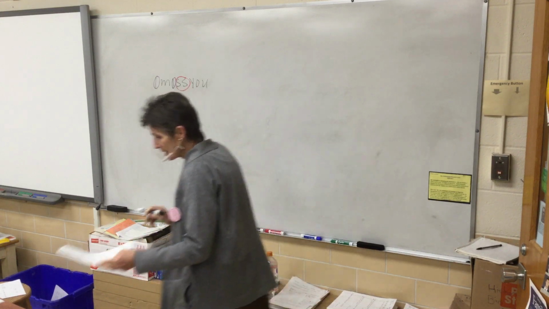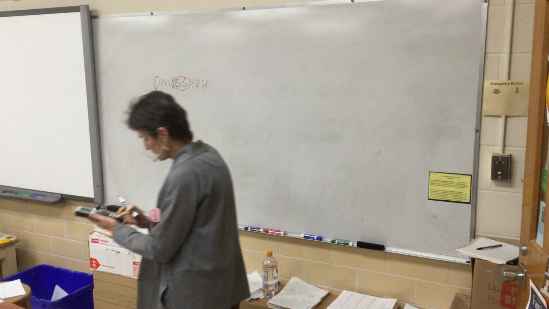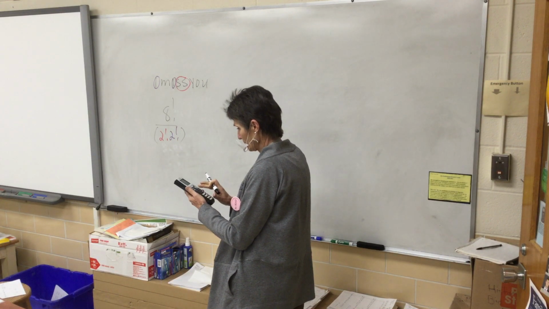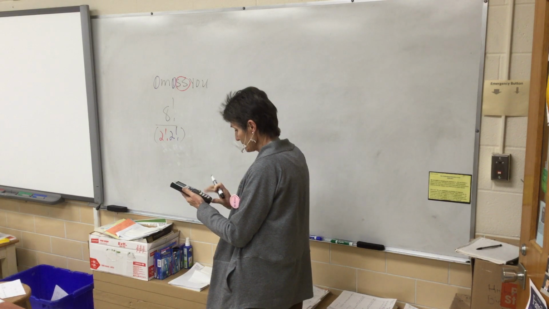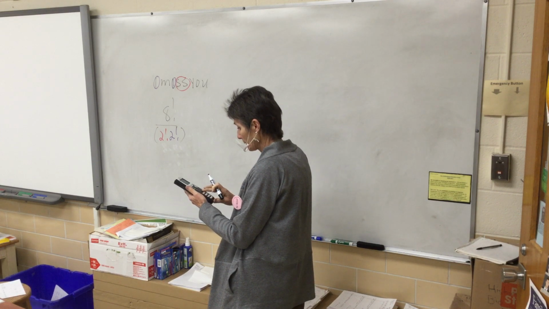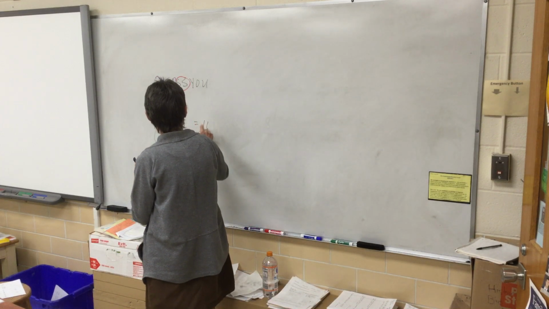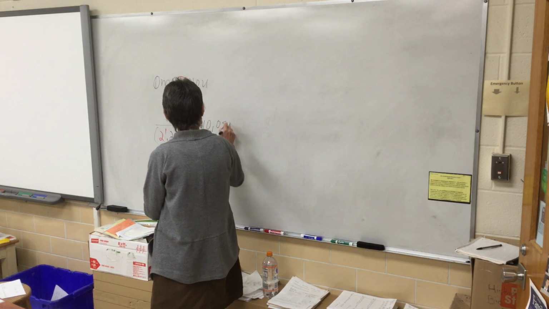All right, so I'm going to go ahead and type that one in. I said I wasn't going to, but this one's a little different. So 8 factorial divided by parentheses. I got 10,080.